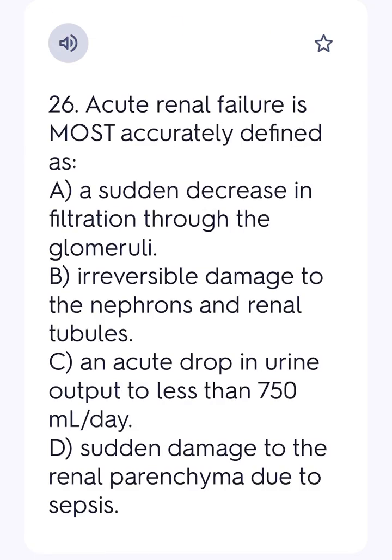26. Acute renal failure is most accurately defined as A. Sudden decrease in filtration through the glomeruli. B. Irreversible damage to the nephrons and renal tubules. C. An acute drop in urine output to less than 750 milliliters per day. D. Sudden damage to the renal parenchyma due to sepsis. Ans, A.